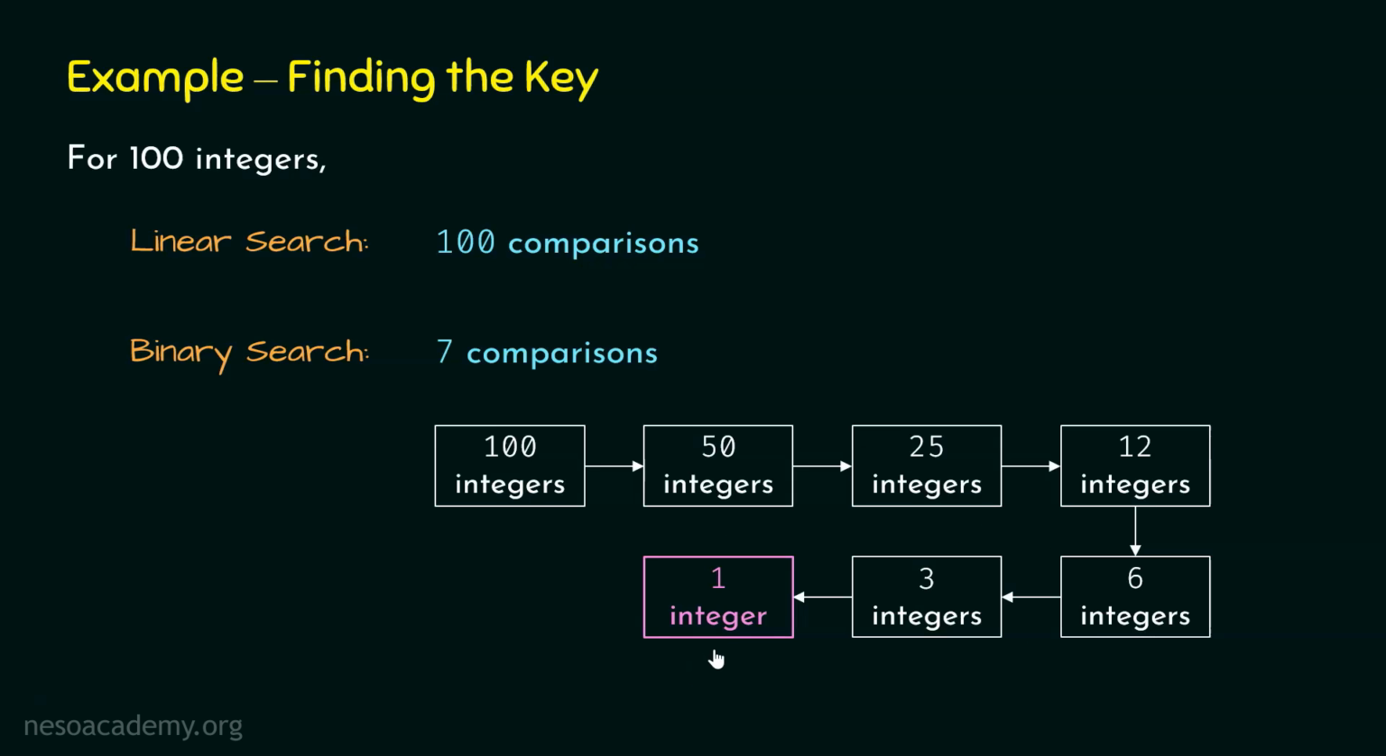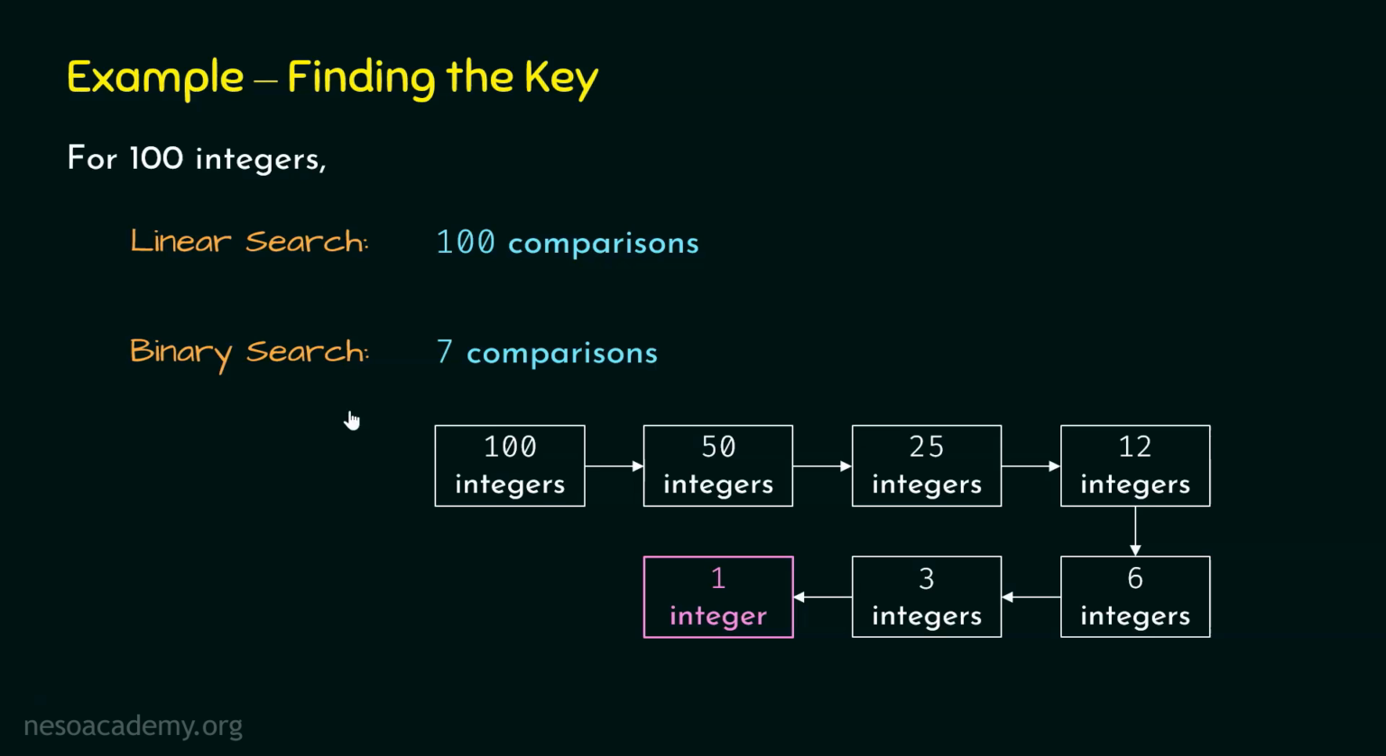A total of 7 comparisons are needed to come to the conclusion that the key is available in the list. Eventually, we will end up with 1 integer, and that integer will be the item that we are looking for. As mentioned, we were assuming that the key is available at the end of the list. Every time we are dividing the list by 2, and each time we are comparing the middle of the list with the key that we want to find out. This is the reason why binary search is just taking 7 comparisons. So clearly binary search is much faster than linear search.